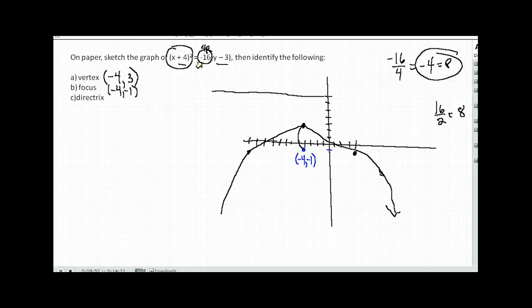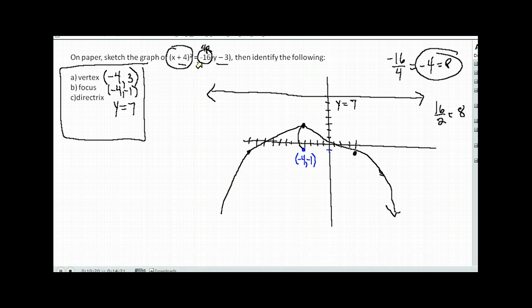And draw our line. We don't want it to run into the parabola, so since we have a horizontal line, that would be the line y equals, where are we right now? Y equals 7. Okay, so our directrix is the line y equals 7. We have sketched a graph, albeit an ugly one, but we did it, and we have identified those 3 parts.